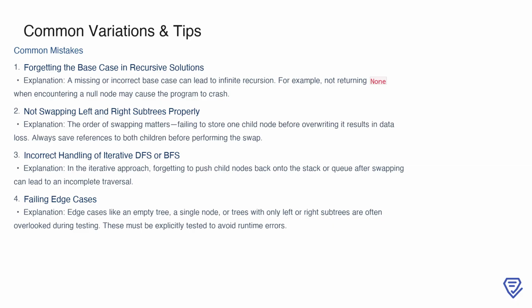Another common issue is not swapping the left and right subtrees correctly. The order of operations here is important. If you overwrite one child before saving its reference, you lose that data. Always store references to both child nodes first before performing the swap.